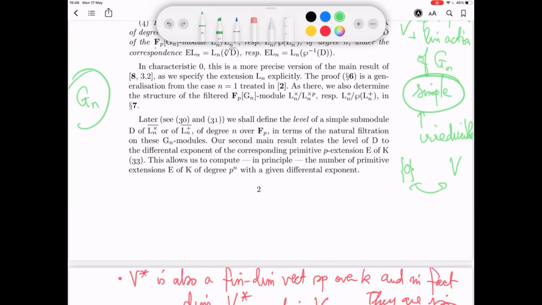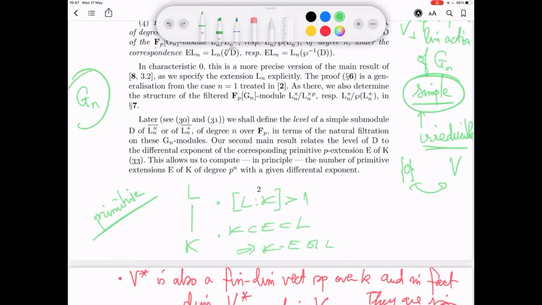When you look at the definition of simple or irreducible, it is a bit like our definition of a primitive extension. Why is it a bit like that? Because for a primitive extension, what we want is that the degree should be strictly positive, at least one. And if I have an intermediate extension K, E, L, then K is equal to E or E is equal to L.